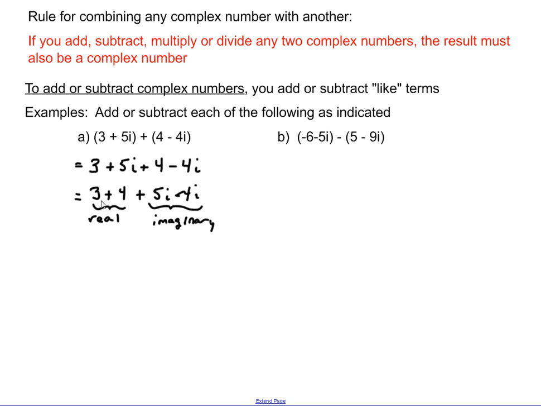Okay, so we add the real parts to the real parts and the imaginary parts to the imaginary parts. So we're going to get 7 plus 1i, which we would just write as 7 plus i to be done with it. All right, let's talk about our next one.